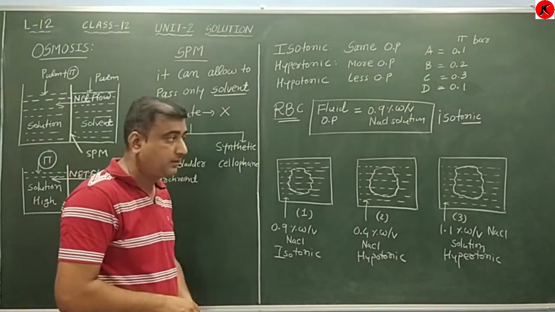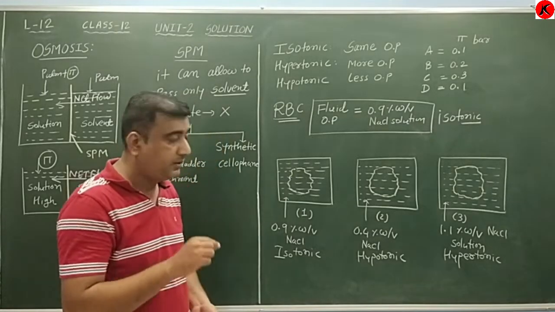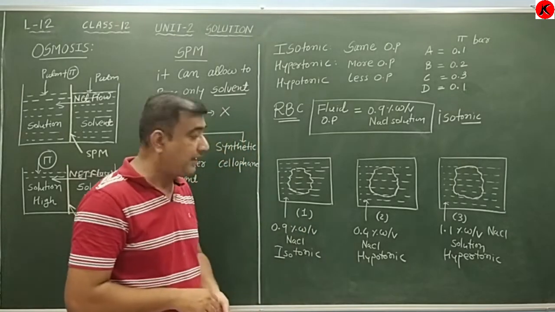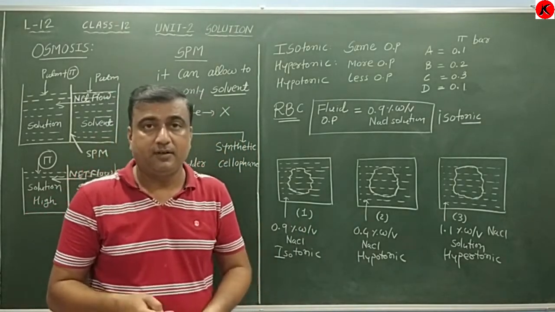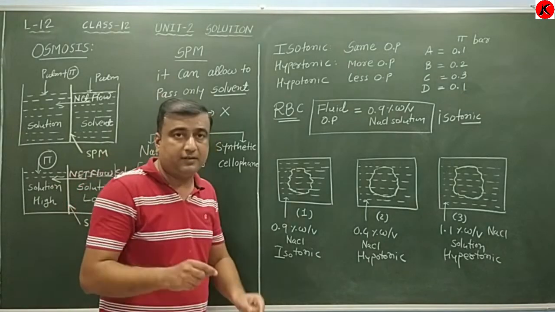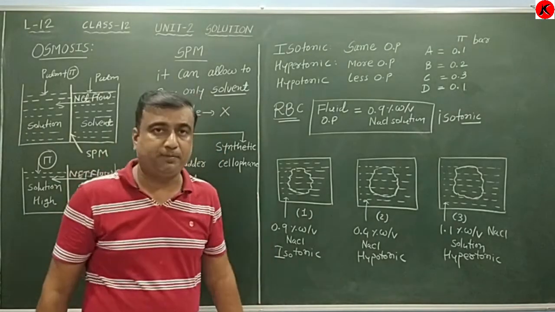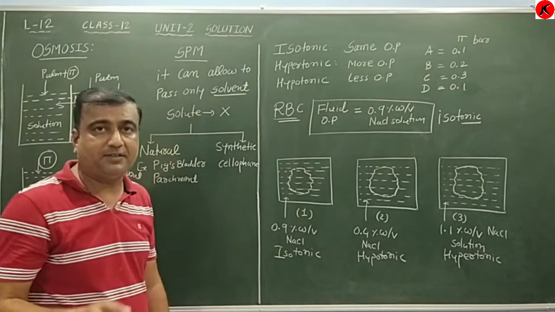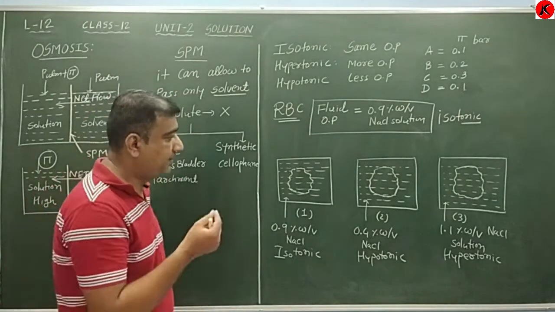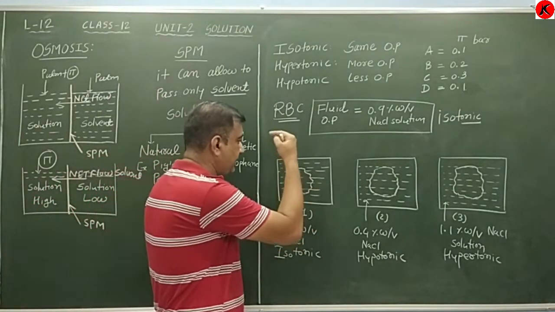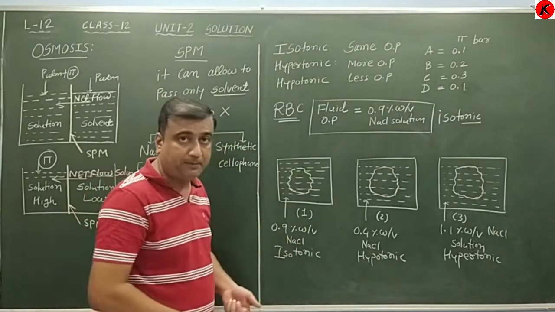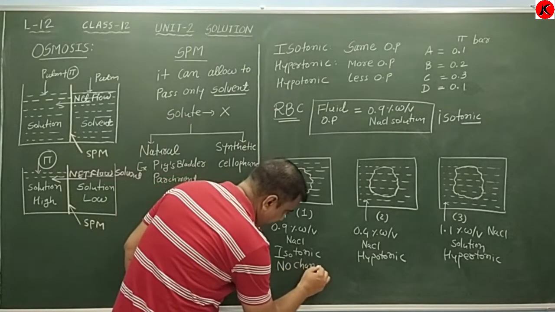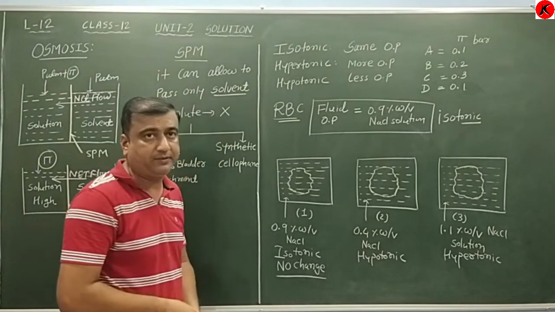Now what happened? Here the fluid inside the RBC and outside 0.9% W by V NaCl solution have the same osmotic pressure. That means no osmosis phenomena occurs. The outside wall of the RBC acts as a SPM, that means semi-permeable membrane. Now osmotic pressure is the same, that means here no change. That means no impact on RBC.